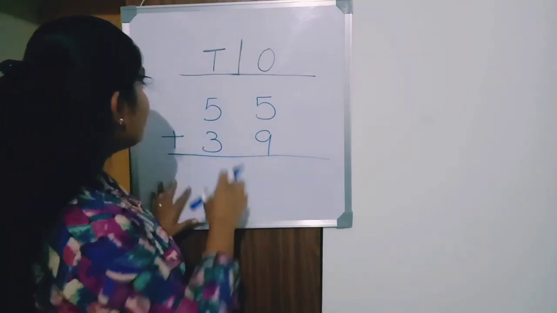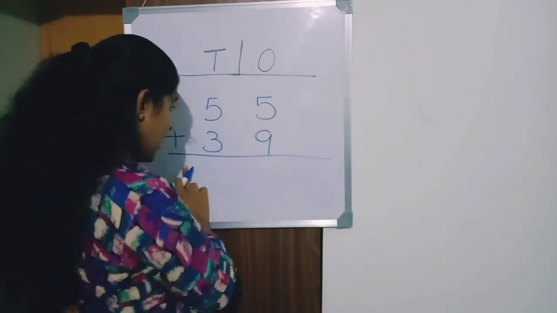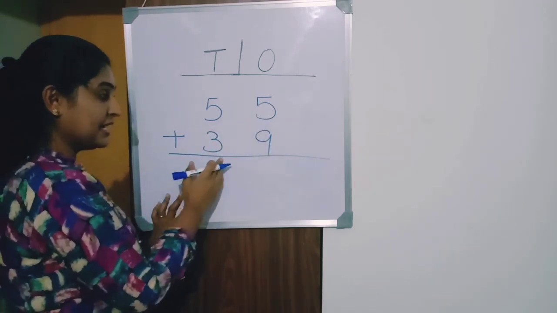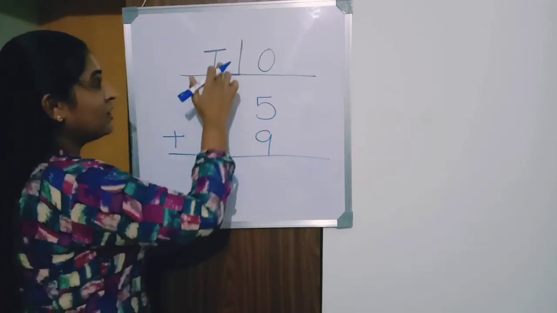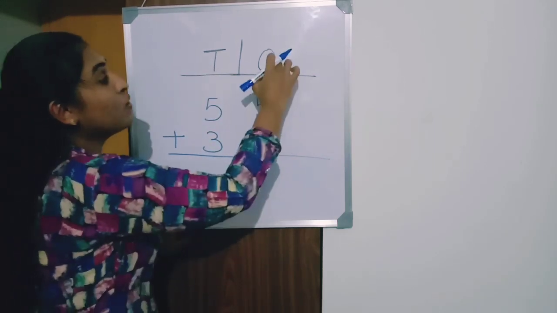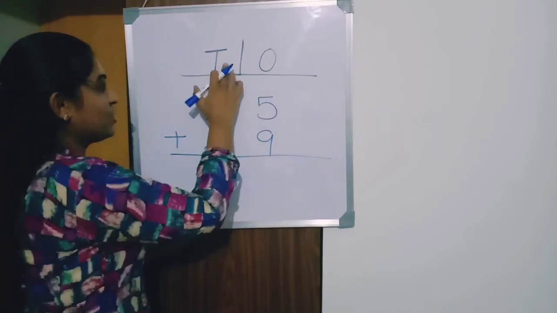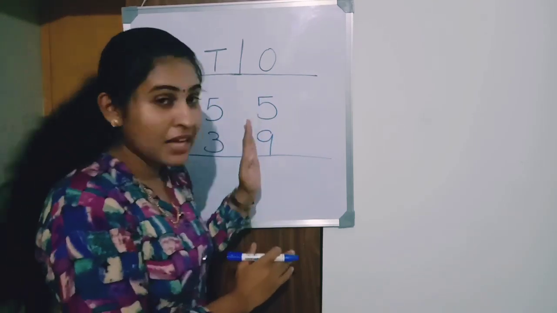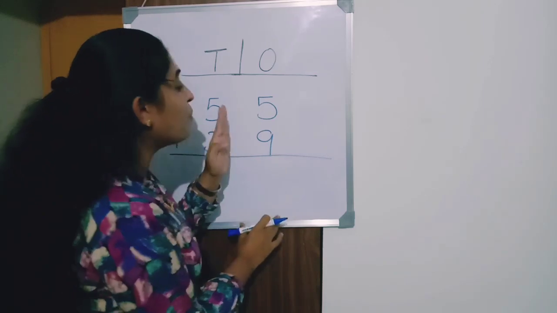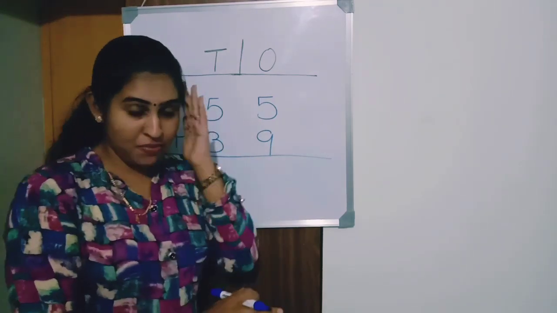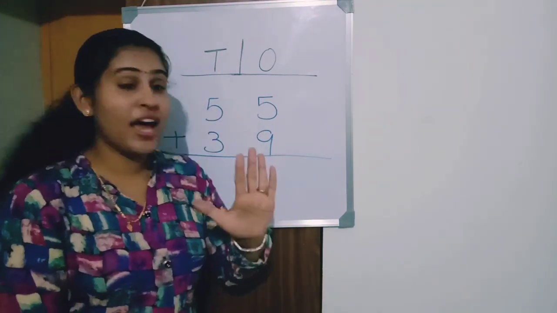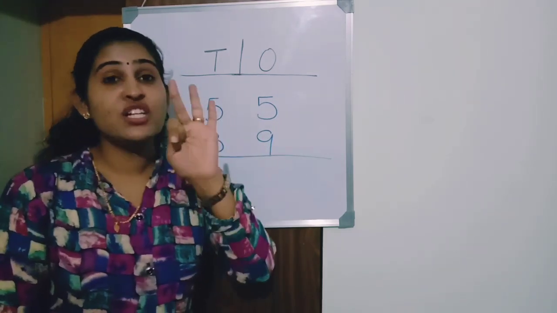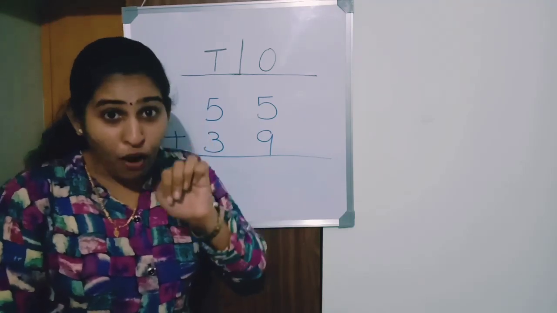We have 55 plus 39. 5 in the tens place. Again 5 in the ones place. And 3 in the tens place and 9 in the ones place. Always start adding from the ones place. So 5 plus 9. Keep 9 in your mind and 5 on your fingers. After 9, 10, 11, 12, 13, 14.